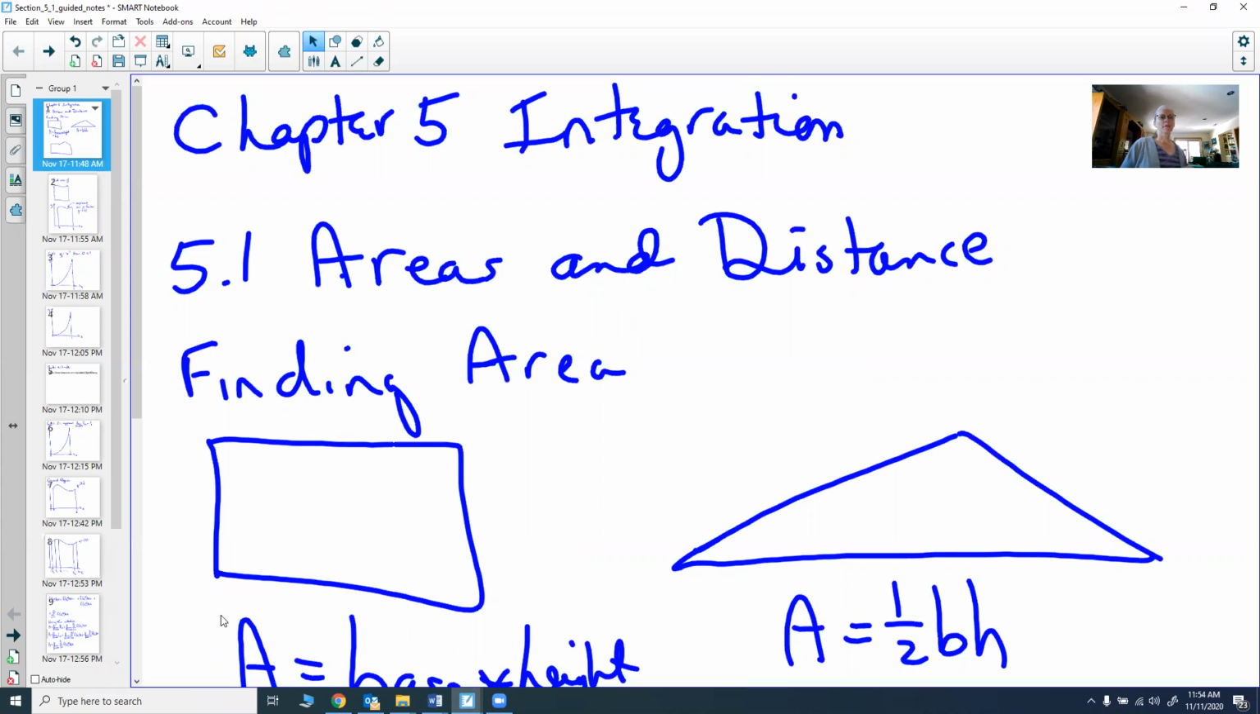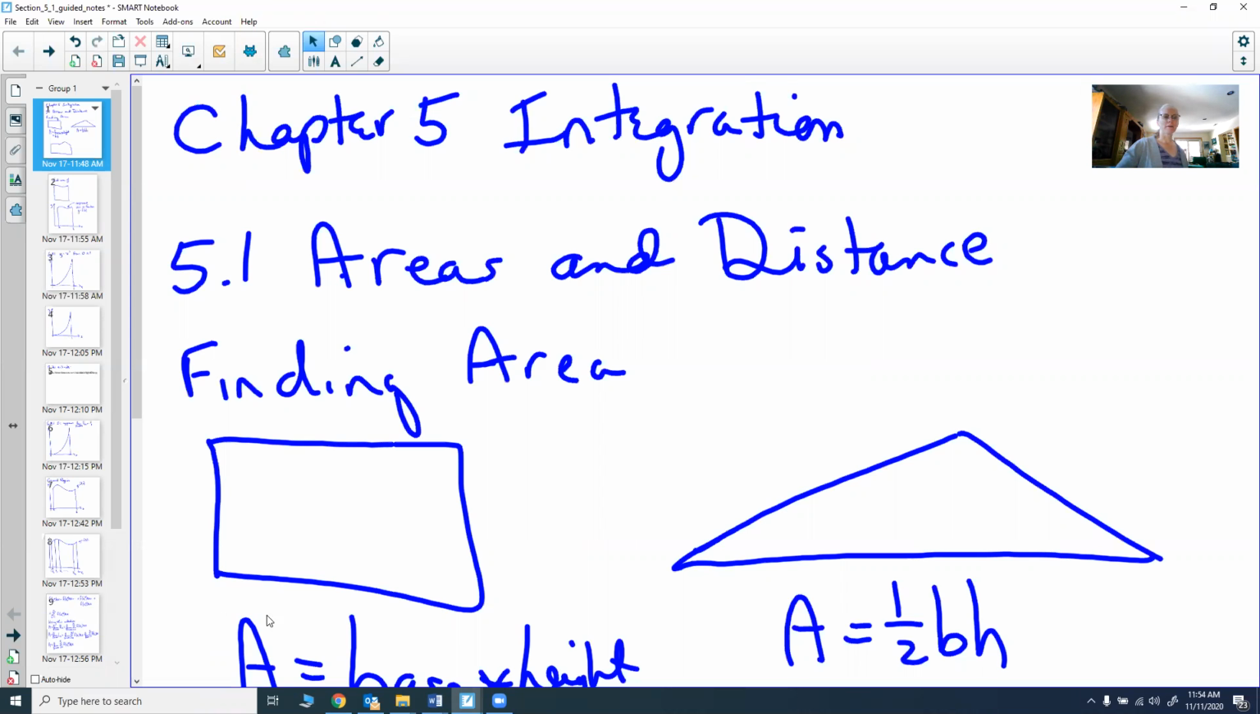So we will be talking about an idea of what's called integration. This goes with the idea of antiderivatives. But integration is a little bit more than just an antiderivative. So I want to first start talking about what are called areas and distance. This is section 5.1 in the textbook.